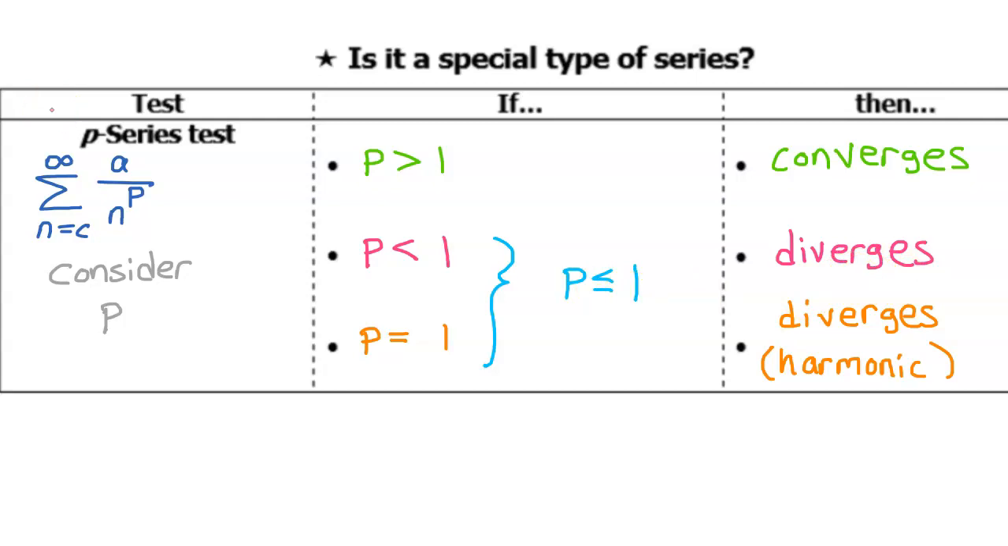This kind of makes sense because p is in the denominator. So if p is greater than 1, that means the denominator is getting bigger and bigger. So the overall value of the expression is getting smaller and smaller. And we are not surprised that the series converges. On the other hand, if p is less than 1, that means the denominator is getting smaller and smaller. So the overall value of the fraction is getting bigger and bigger. So we're not shocked that the series diverges.